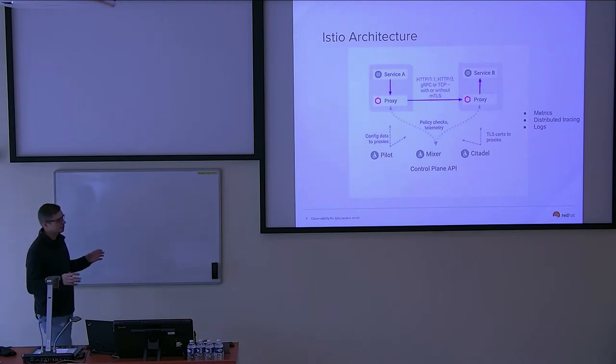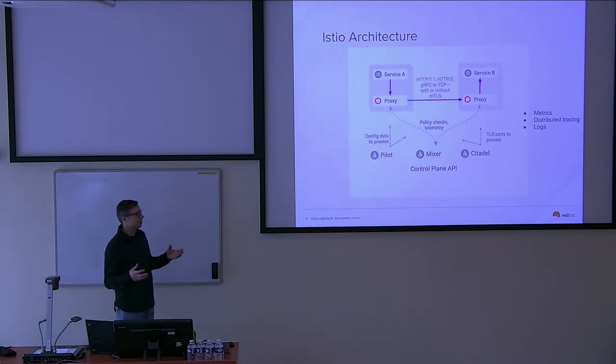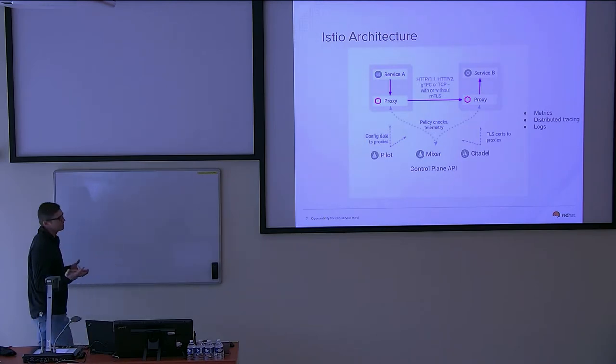The other part is a control plane, and control plane is like a brain for the service mesh. So there are three components. First one is Pilot, it handles the configuration for the proxies. Then there is Citadel, which is like an authentication. And then Mixer. A mixer is where all the telemetry happens.